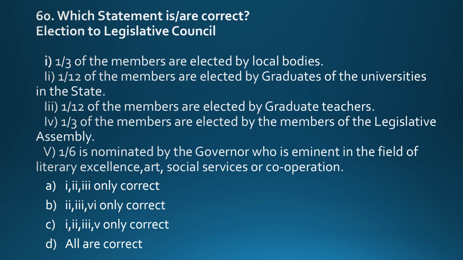5. 1 by 6 is nominated by the governor who is eminent in the field of literature, excellence, art, social services or cooperation. Option A, 1, 2, 3 only correct. Option B, 2, 3, 4 only correct. Option C, 1, 2, 3, 5 only correct. Option D, all are correct. Correct answer is option D, all are correct.